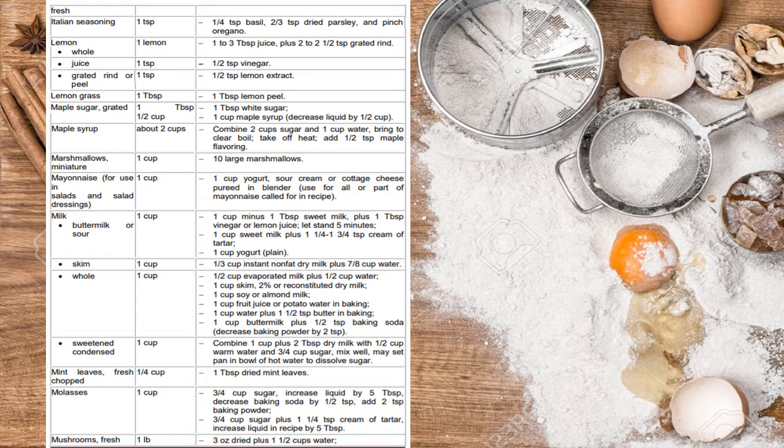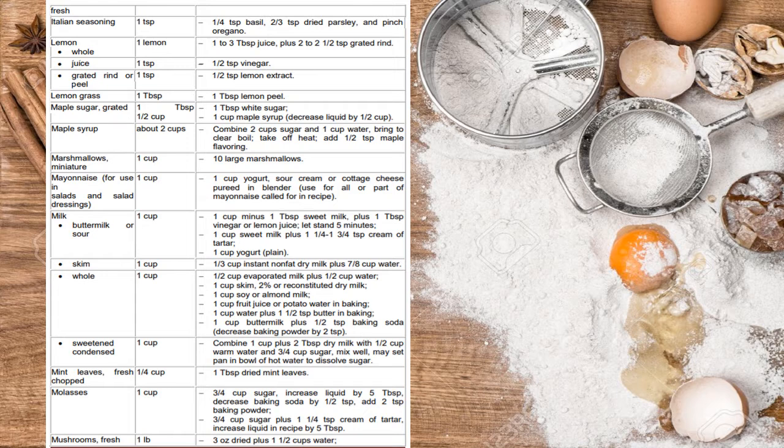1 cup skim, 2%, or reconstituted dry milk; 1 cup soy or almond milk; 1 cup fruit juice or potato water in baking; 1 cup water plus 1 and 1/2 tablespoons butter in baking; or 1 cup buttermilk plus 1/2 tablespoon baking soda, decreasing baking powder by 2 tablespoons. Sweetened condensed, 1 cup: combine 1 cup plus 2 tablespoons dry milk with 1/2 cup warm water and 3/4 cup sugar. Mix well. You may set the pan in a bowl of hot water to dissolve the sugar.